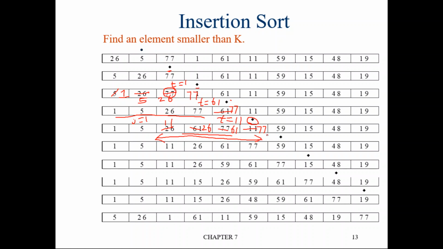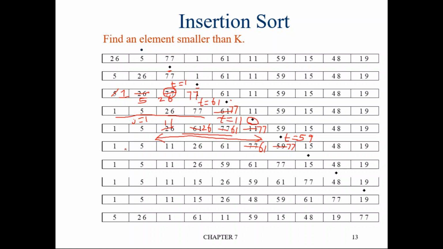Next iteration 59. So now t is equal to 59. So 77 is greater than 59. So this will be replaced with 77. Next, previous 61 is greater than 59. So this will be replaced with 61. Next 26 is not greater than 59. It is less than 59. So it will break the loop.